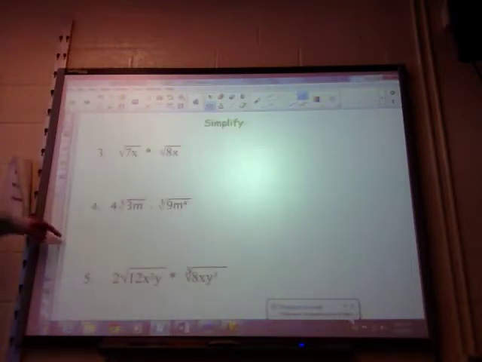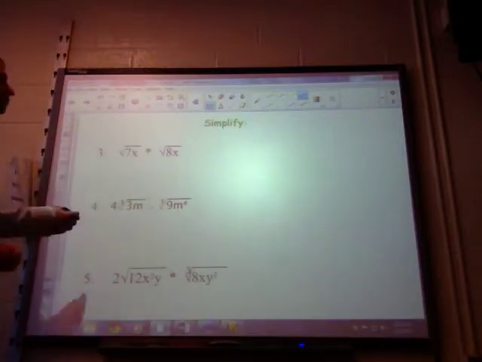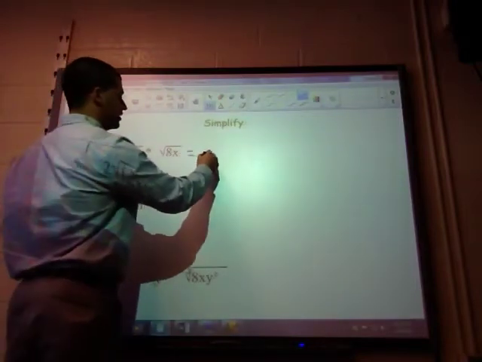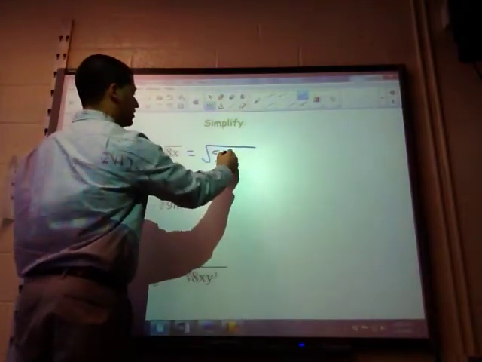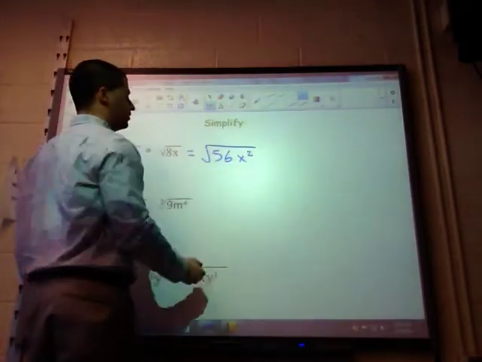Alright, so let's look at a couple more examples. You're going to have a worksheet when you come into class where you're going to work with some partners. Just be ready to do these problems. This is sort of as far as it's going to go. So square root of 7x times the square root of 8x. Multiply the radicands so you get the square root of 56. x times x, remember we add the exponents, is x squared.